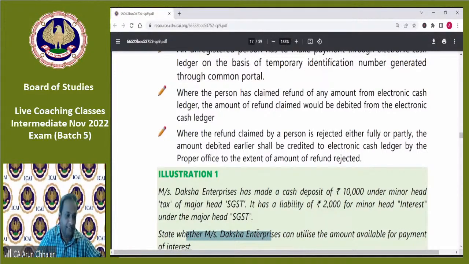Section 49 subsection 10 says that utilization cannot be made directly. First, you have to transfer according to 49 subsection 10, from one major-minor head to another major-minor head. In this case the major head is the same, only the minor head is to be changed. So we have to transfer from PMT09 from tax to the interest, then Daksha Enterprises can use the same.